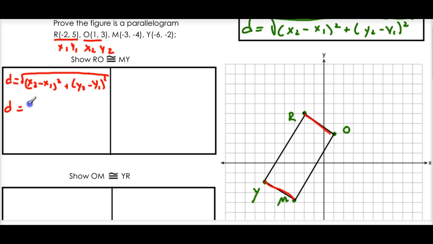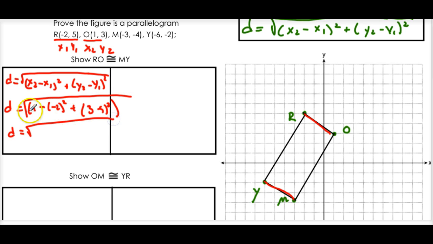We plug everything in, and let's see what we get. x2 is 1 minus negative 2 squared plus y2, which is 3 minus 5 squared. Take the square root of all of that. D is equal to the square root of, let's see, 1 minus negative 2 is 3 squared, plus 3 minus 5 is negative 2 squared. So D is going to be equal to 9 plus 4, so it's the square root of 13.